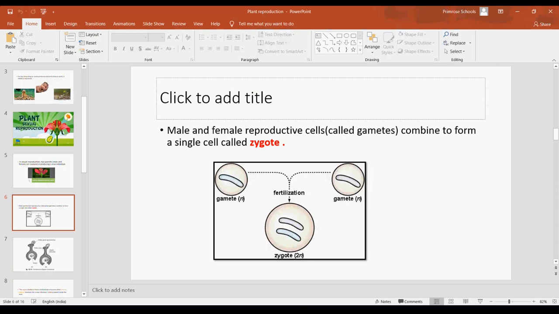It is the ovary, ma'am. Not ovary, it is ovules. Ovary has ovules. Ovules only contain the female reproductive cell. Very good.